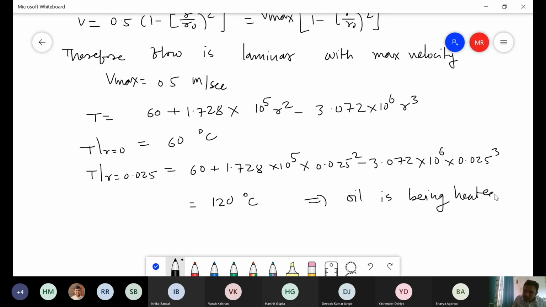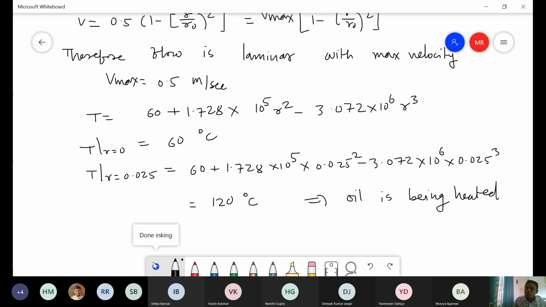We can find out the same thing by another way. We can differentiate and find dT by dr at r equals r naught, and if that comes out to be positive, it clearly means that the oil is being heated as we are moving along r, isn't it?